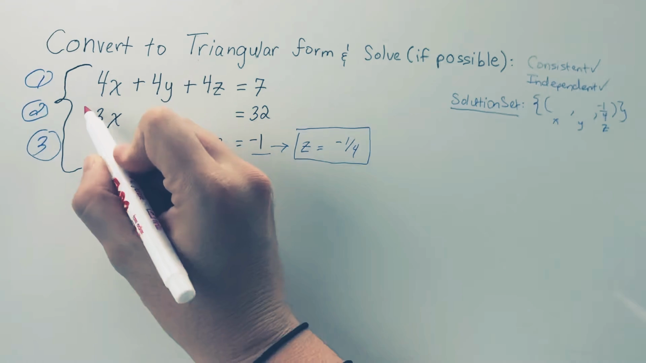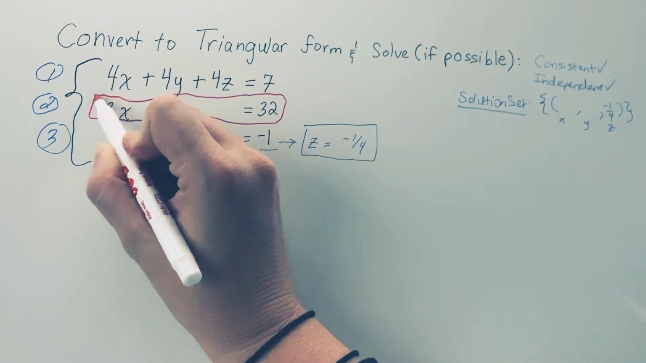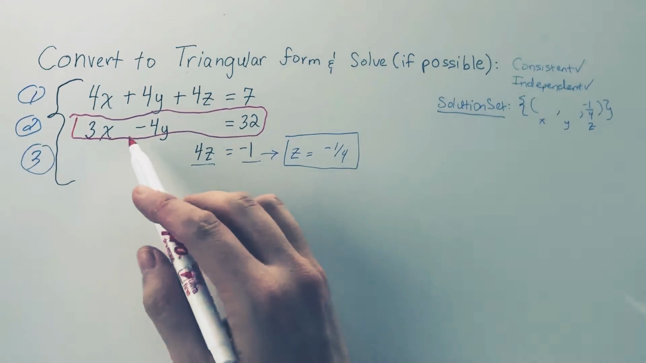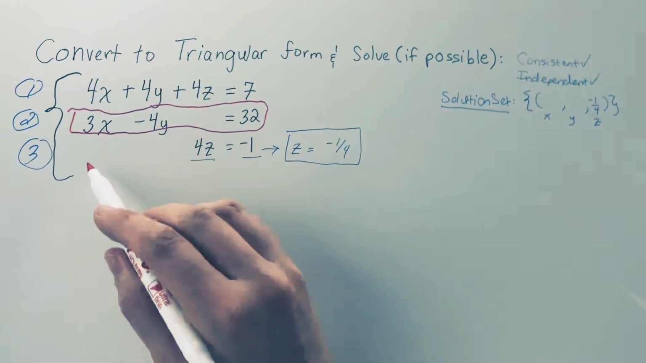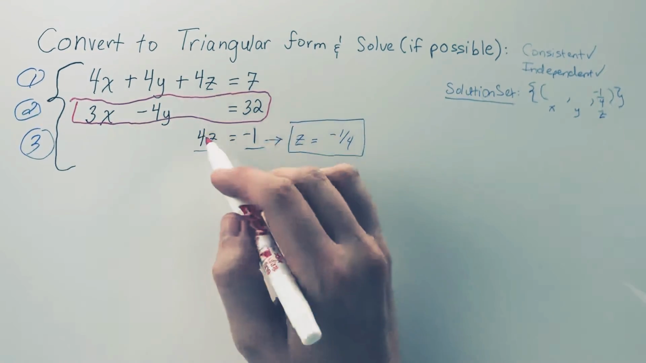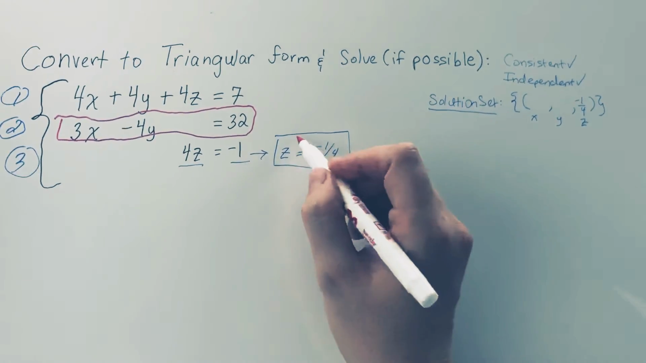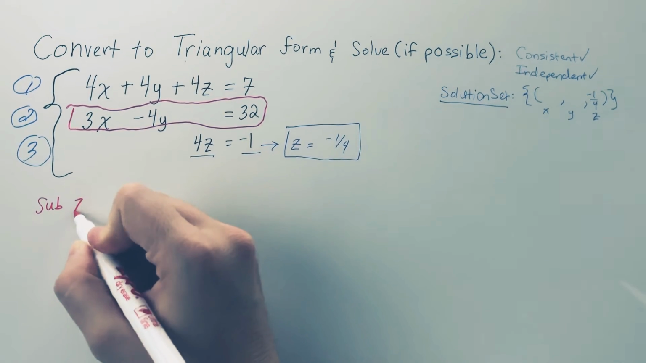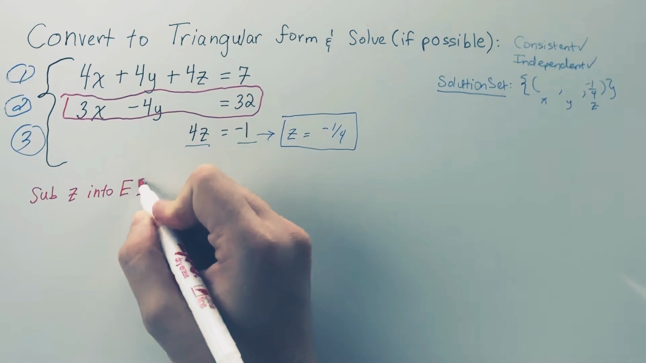We want to grab an equation that already has just x and y, and we need to form another one like it with just x and y. I noticed that equation 1 has x, y, and z. Typically, if equation 3 also had x, y, and z, I would work to eliminate the z by elimination or substitution. But in this case, since I've already solved for z, I can plug that back into equation 1. So I'm going to substitute z into equation number 1.